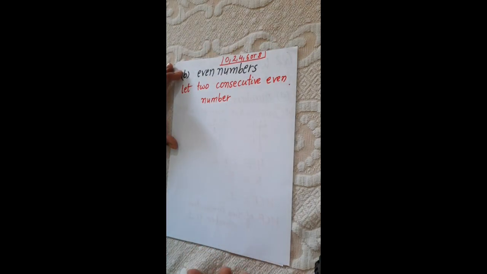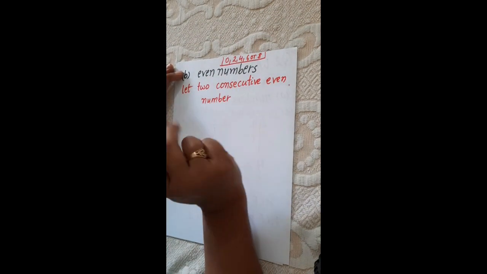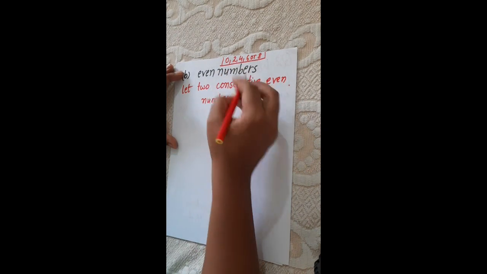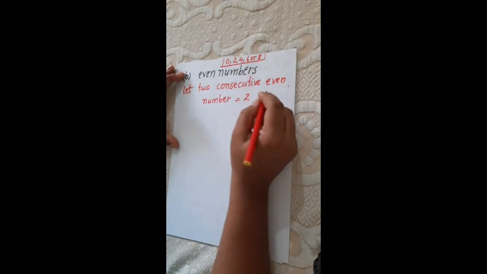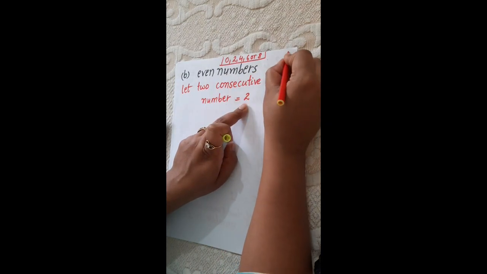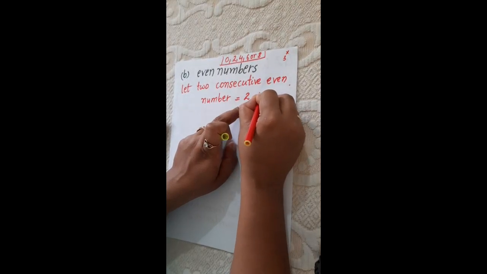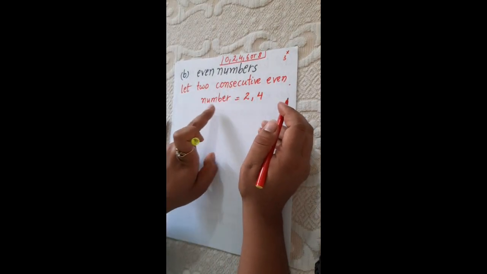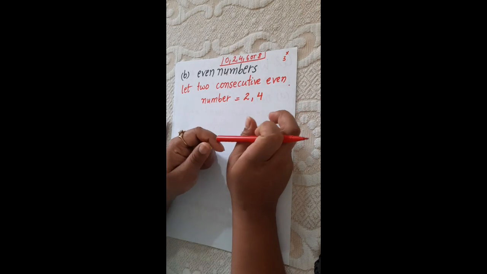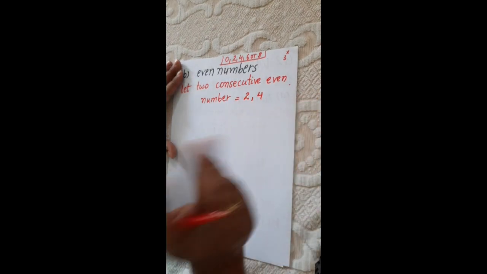So you can take any even number, but both the even numbers must be consecutive. For example, like this, 2. We have 2. After 2, the next number is 3, but 3 is not even, so we can't take 3. So after 3 we have 4. So the two consecutive even numbers are 2 and 4. You can take any other number also, but the numbers should be consecutive even numbers.